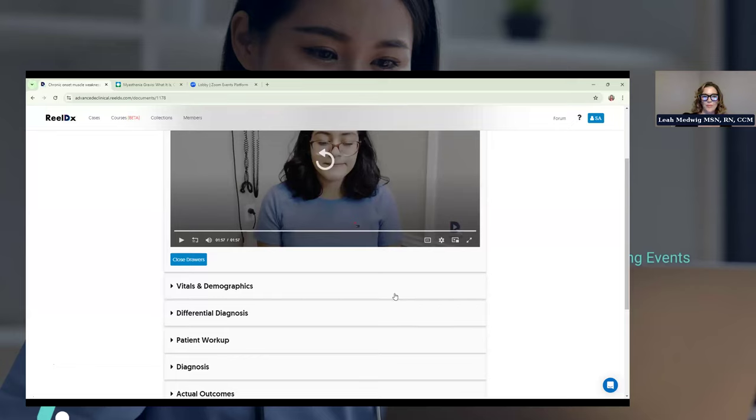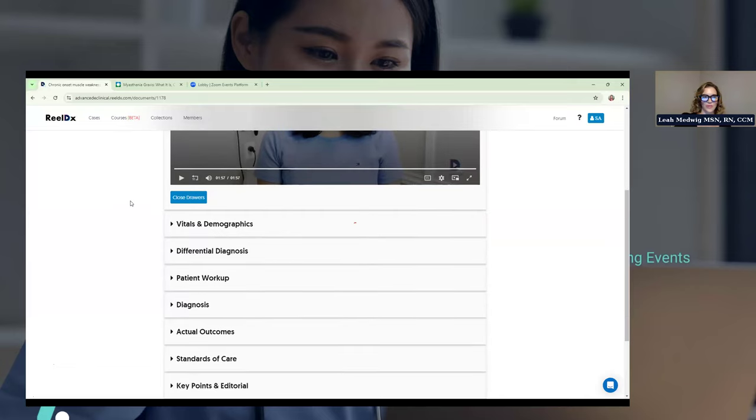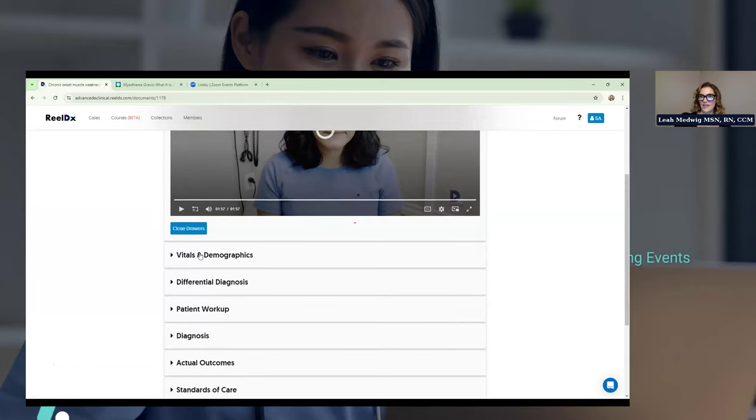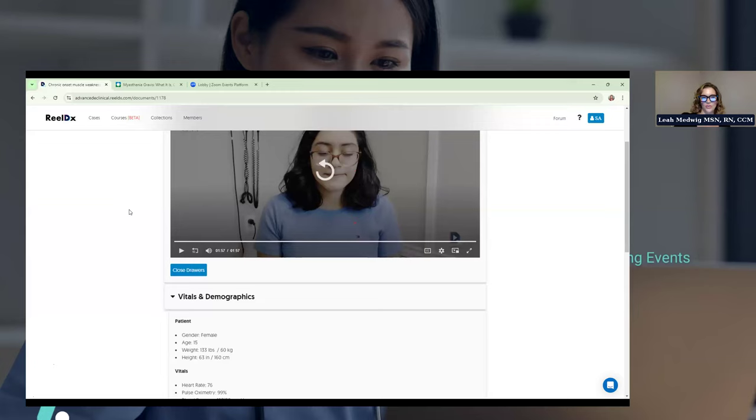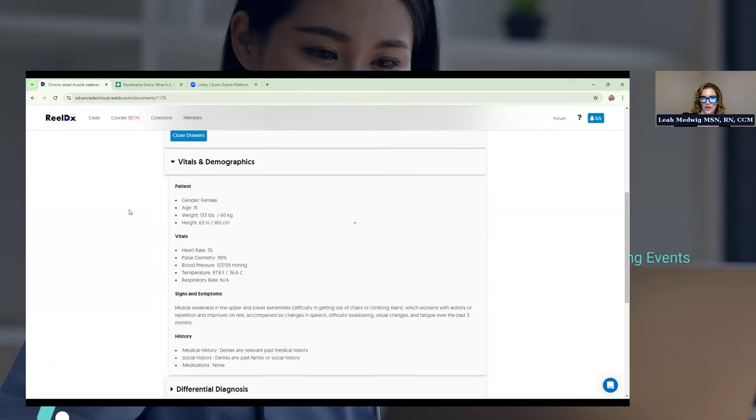You all seeing my screen okay? Jenny, can you see them? Okay, perfect. All right, so let's take a look at this patient, let's look at her vital signs. We saw her video, we saw her symptoms she was describing. We know she's a female, she's 15, and we get her height and her weight. And these are, by the way, her real demographics, her real vital signs and her real signs and symptoms.